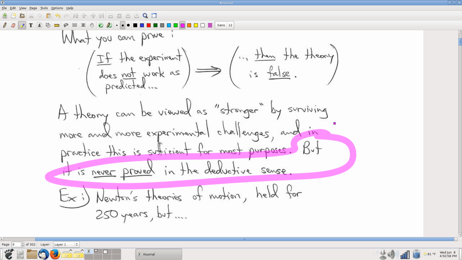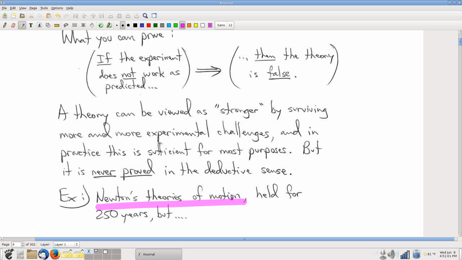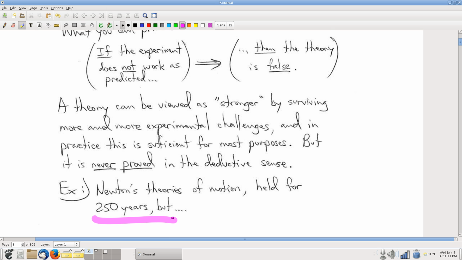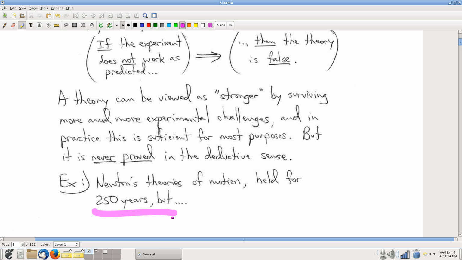Right? It's important to realize, though, that this never really proves the theory. A great example is Newton's theories of motion. Newton's theories of motion were proposed in the mid-1600s, and 250 years later, Einstein came up with a theory of relativity, and experiments that would have been absolutely impossible in Newton's time, to be fair to Newton, showed that Newton's theories of motion were not quite exactly correct. They were very close for low velocities, but not correct, very importantly.